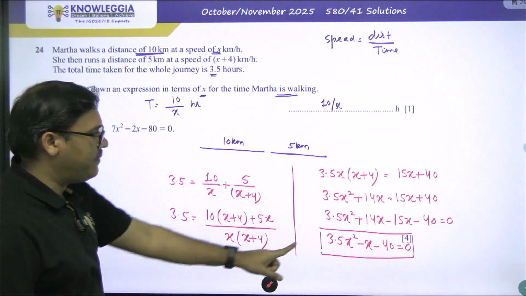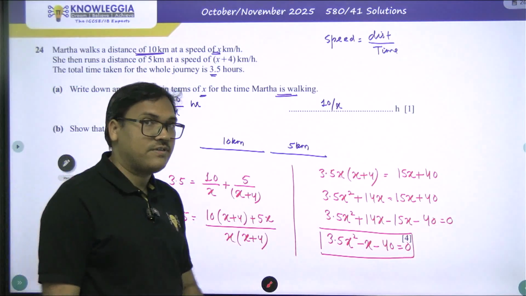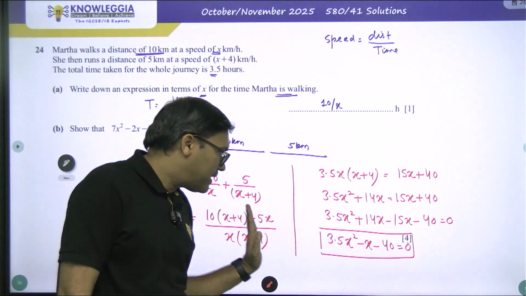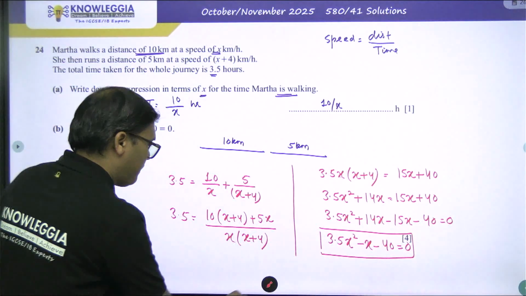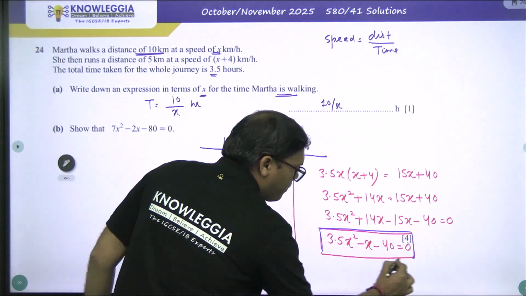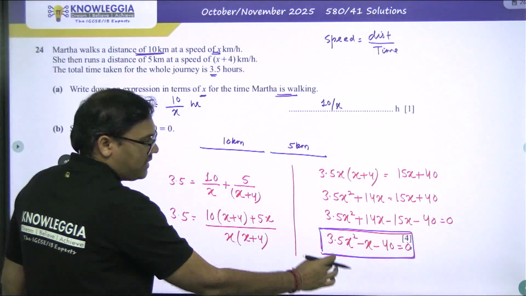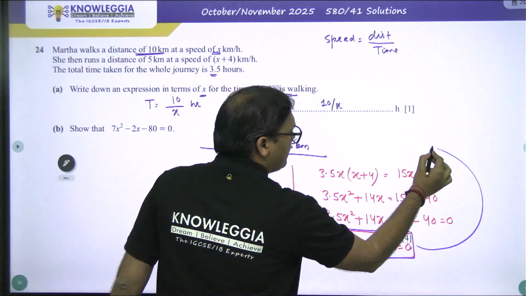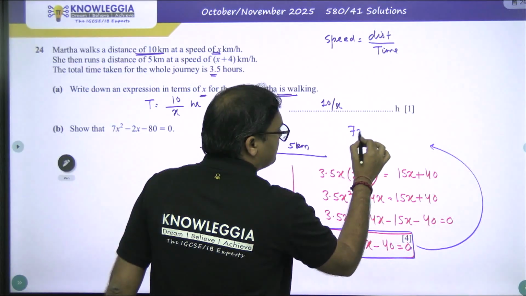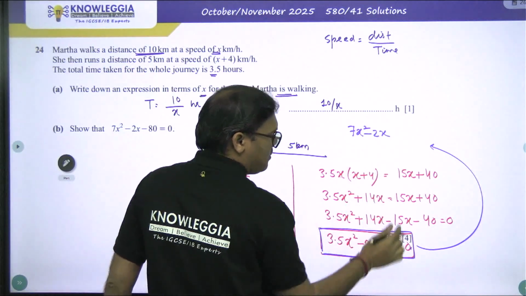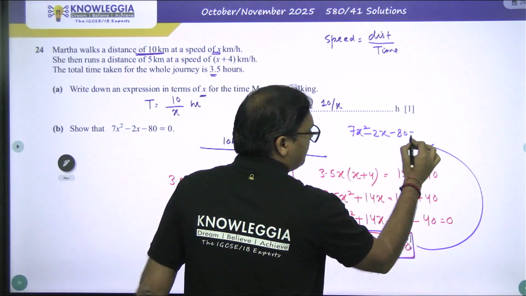So you can clearly see 3.5 is half of 7, basically this is 7 by 2. Or you can say, if I multiply the complete expression with 2, the 2 into 0 will become 0, and this will become what? 3.5 into 2. So I'll write it here. 3.5 into 2 is 7x square. This will be minus 2x, and this will be minus 80 equal to 0.